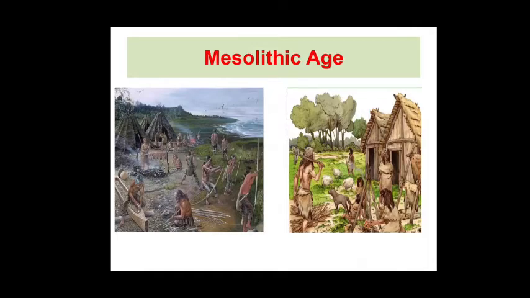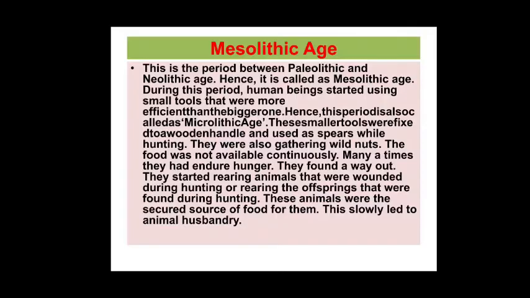Next is the Mesolithic Age. Children, see the picture. What is the difference between the Paleolithic Age and the Mesolithic Age? Before, people lived only in shelters, but now they constructed small houses. That is the development of the Mesolithic Age. This is the period between the Paleolithic and Neolithic ages.